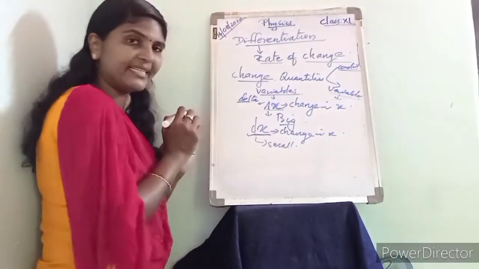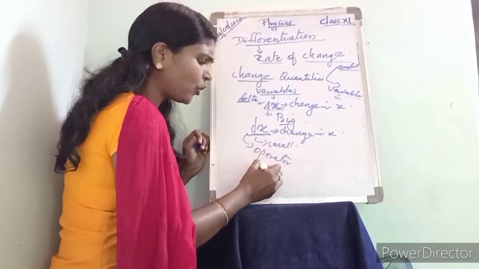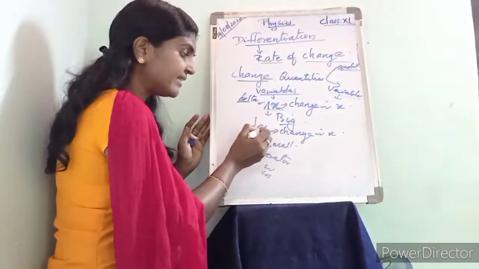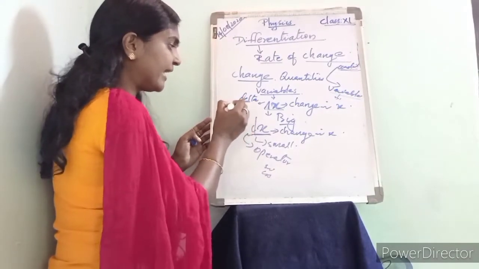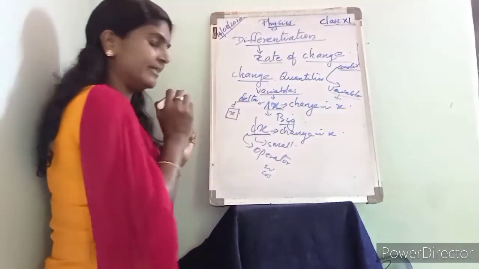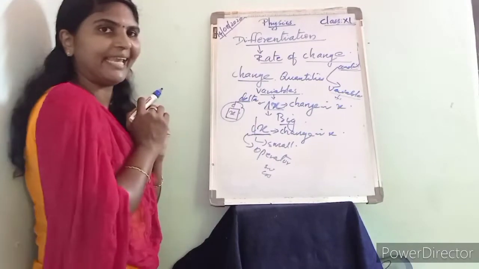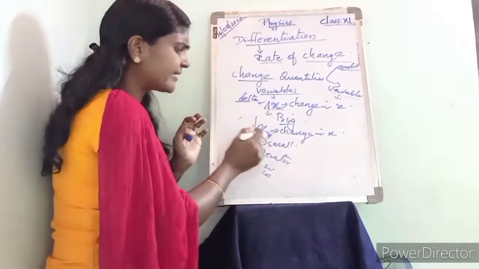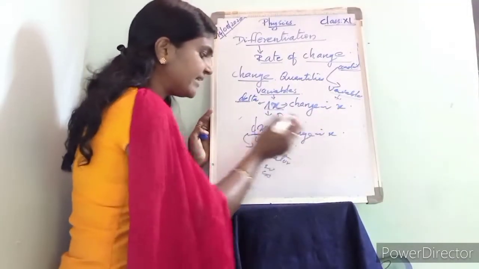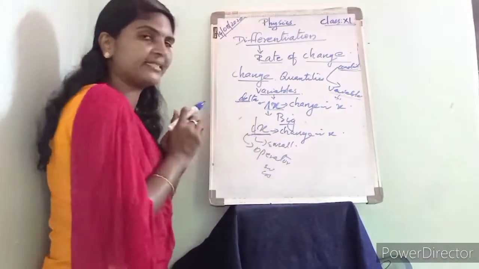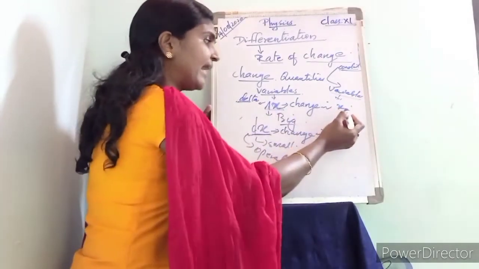Here d is not a letter; it is an operator, like sine or cos. We cannot separate this d from x. It is like a box named d with x inside. We cannot separate these two; it always remains together, dx. So dx means a small change in x.